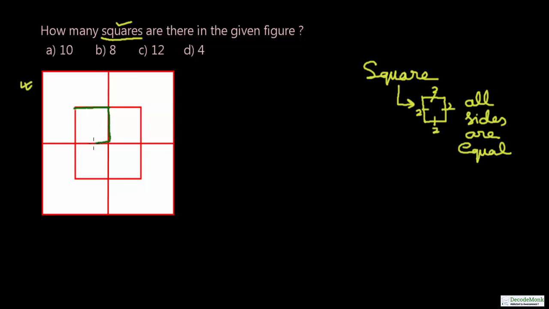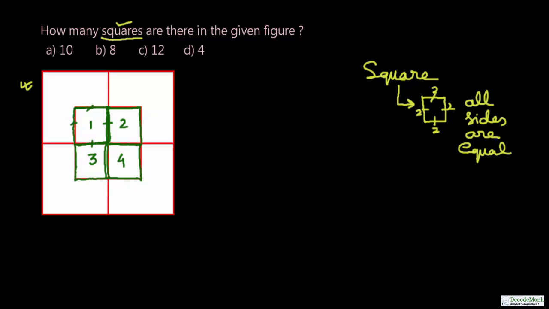1, 2, 3, 4. 4 shape. All are equal. This is one square. 1, 2, 3 and 4. This is another square. Second square. 1, 2, 3, 4. This is another square. 1, 2, 3, 4. This is the fourth square.